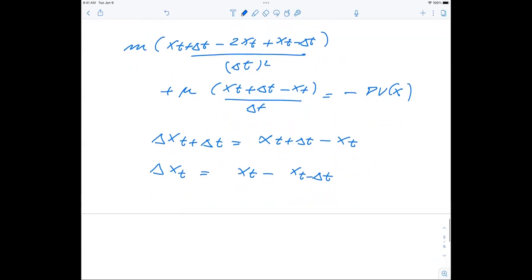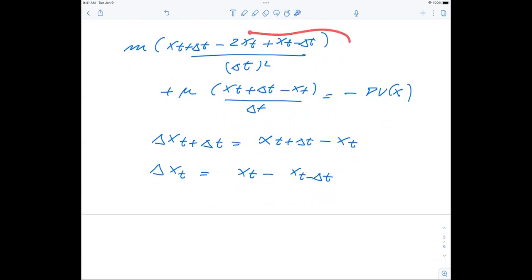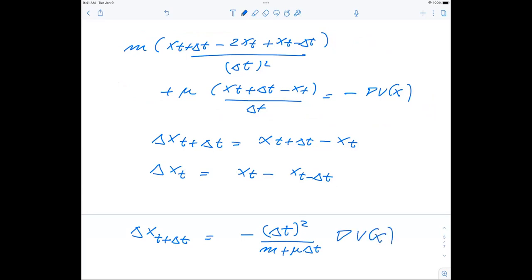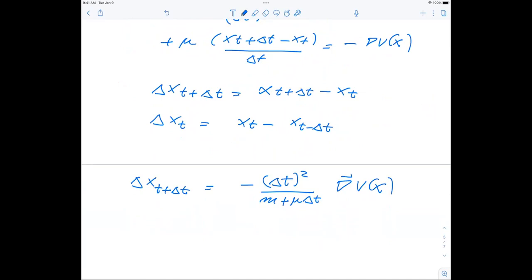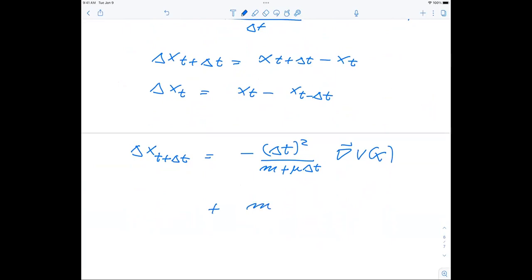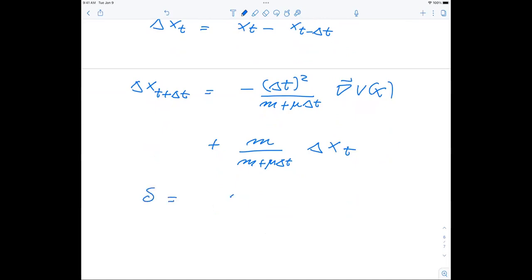Then, if you now look at the equations which we have, I can rewrite the differential equation in terms of these quantities. So I just plug them in, and then I can separate out delta x of t plus delta t equal to minus delta t squared divided by the mass plus mu of delta t, multiplied with the gradient of the potential. So I should put arrows here to indicate that this is a vector actually. And then I have plus m divided by m plus mu of delta t times delta x of t. And then I would just define delta as m divided by m plus mu of delta t.